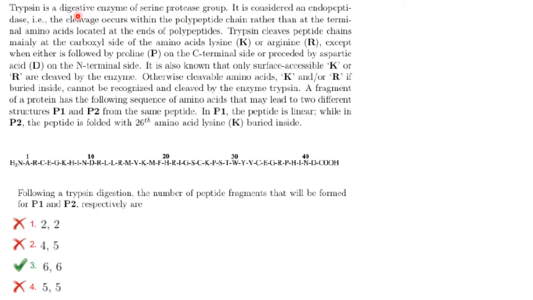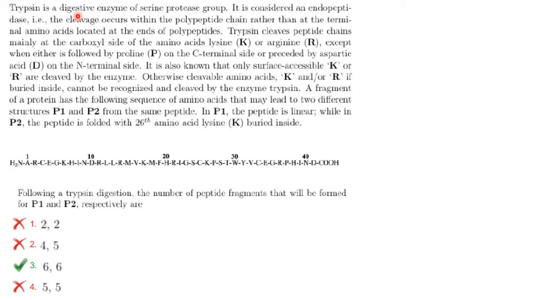Then next one, trypsin is a digestive enzyme of the serine protease group. It is considered an endopeptidase, that is, the cleavage occurs within the polypeptide chain rather than at the terminal amino acids located at the ends of the polypeptide. Trypsin cleaves peptide chains mainly at the carboxyl side of the amino acid lysine or arginine, except when either is followed by proline on the C-terminal side or preceded by aspartic acid on the N-terminal side. It is also known that only surface accessible lysine or arginine are cleaved by the enzyme. Otherwise cleavable amino acids K and/or R, if buried inside, cannot be recognized and cleaved by trypsin.